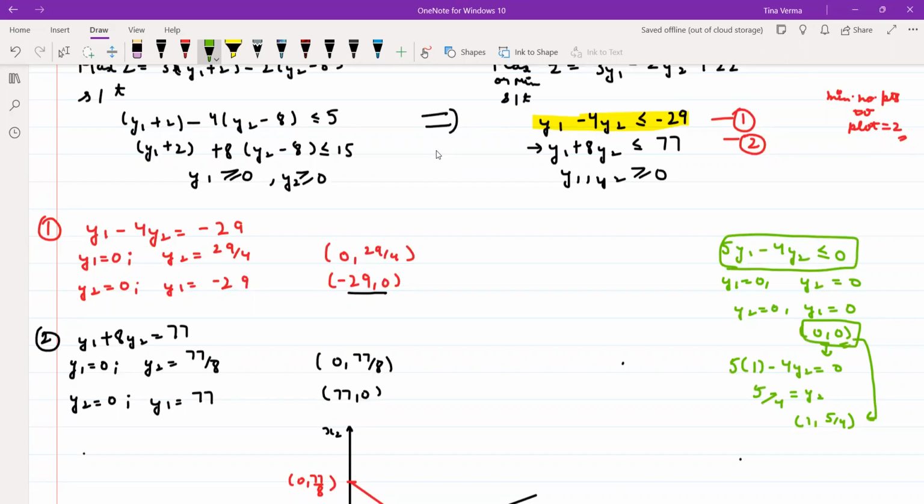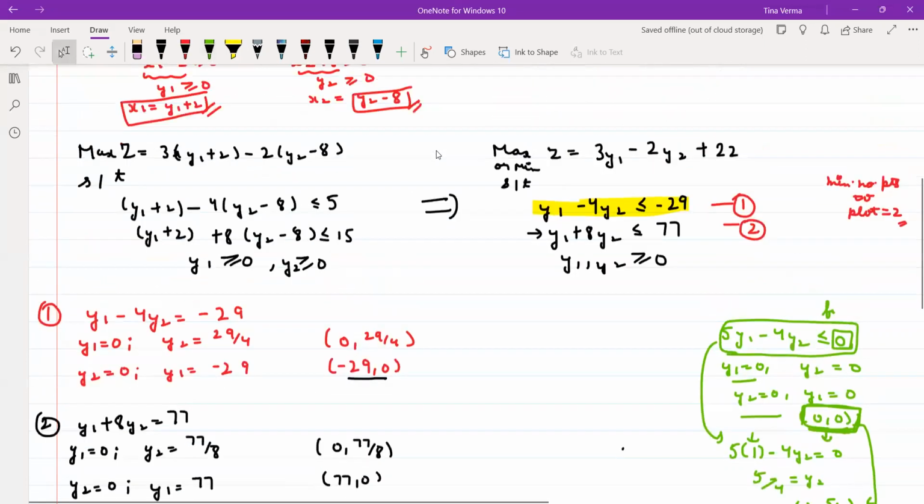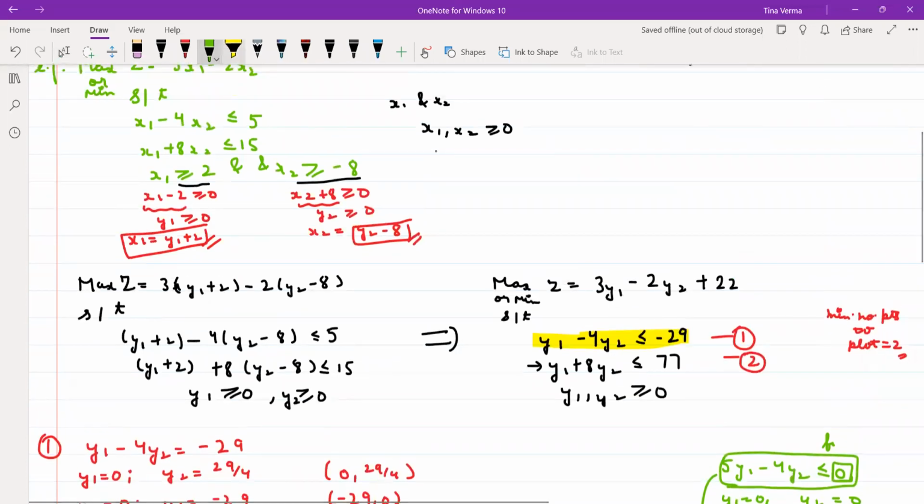Please don't think that if you put y1 as 0 and y2 as 0, that is just 1 point. No, you have to make a line, and a line can be made by at least 2 points. So this is surely when you have the right hand side equal to 0, the line will pass through the origin, and for 1 more point you can substitute any value to y1 or any value to y2, and you can obtain another point. So don't just plot the 0 point and not form a line. Okay.